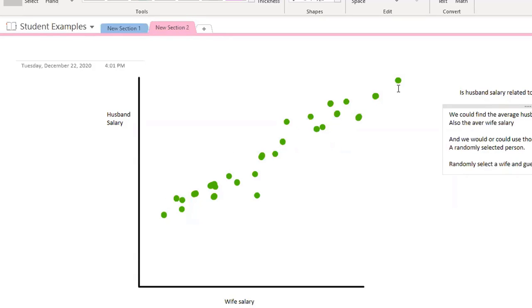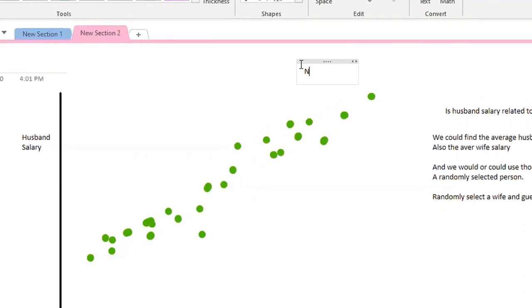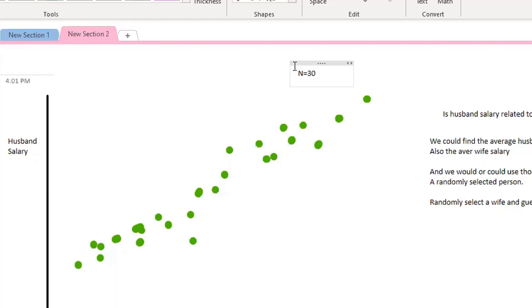So let's say I have n, maybe I have 30 dots there. That means I have 30 couples. And if I have 30 couples, that also means I have 30 wives. And so I could just collect all of the wives' salaries. That just means reading the x coordinate for each of these dots. So then I would have a bunch of wives' salaries. I could put them in a set.